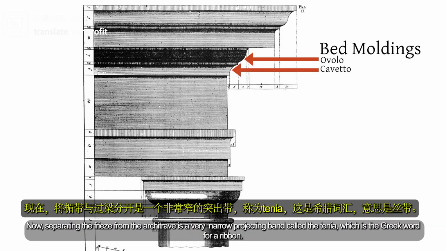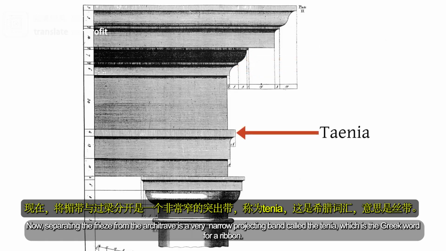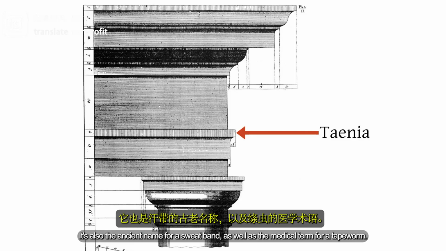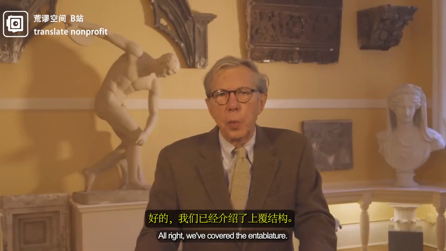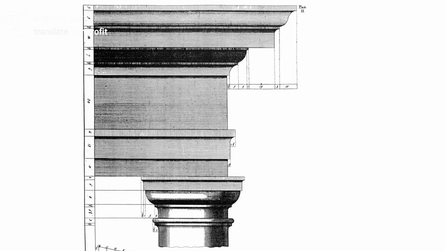Now, separating the frieze from the architrave is a very narrow projecting band called the taenia, which is the Greek word for a ribbon. It's also the ancient name for a sweatband, as well as the medical term for a tapeworm. The Egyptians wrapped their mummies in yards of taenia, that is ribbon, not tapeworms. All right, we've covered the entablature. Let's now look at the column.